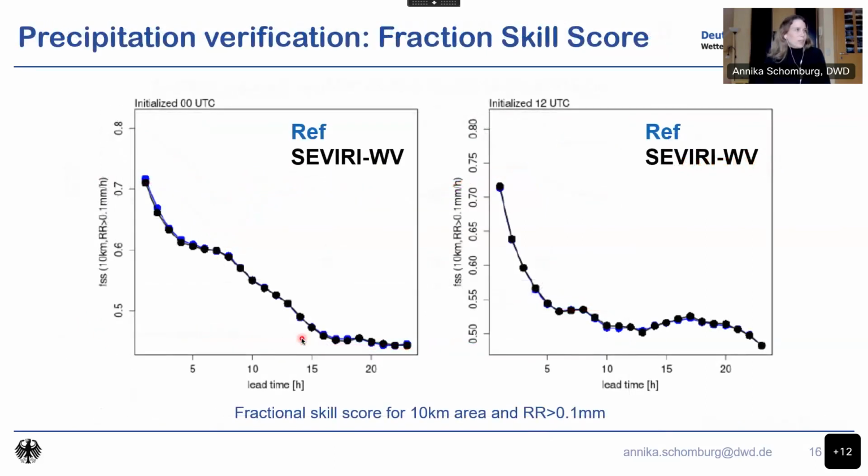So for the precipitation verification, we don't see any effect, at least for this period. This is a fractional skill score for the 2 experiments for runs initialized at 0 UTC and 12 UTC. And here we don't really see an effect.